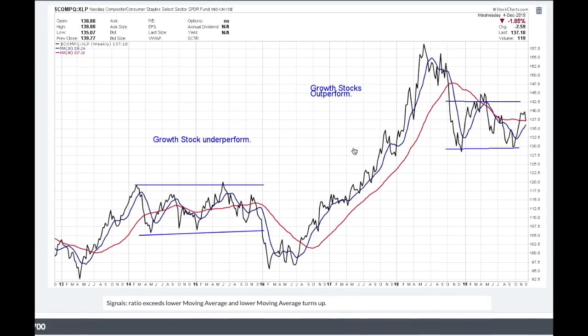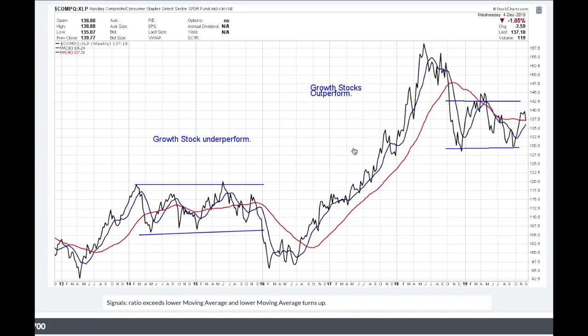Now, this is a new indicator that we are using that I think is important. It is a ratio. So some of these indicators are just straight indexes. Some of these indicators are ratios. This is a ratio where we're comparing the Nasdaq to consumer staples stocks, meaning risk on, risk off. In other words, if people feel strongly about the market, they're going to be buying technology stocks. If they're worried about the market, they're going to be buying toothpaste and toilet paper stocks.